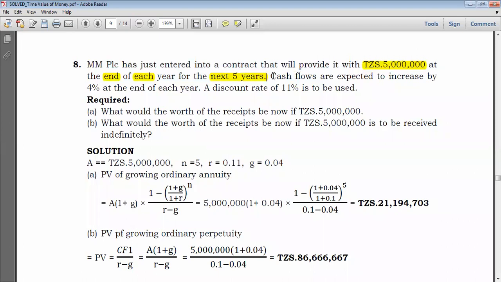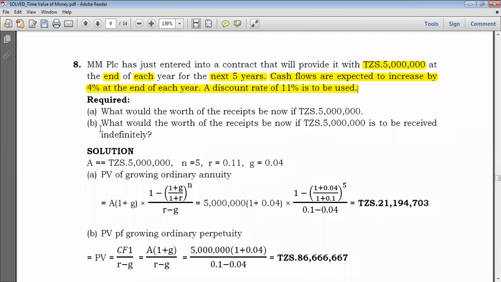But additional information suggests that cash flows are expected to increase by 4% at the end of each year. So this is a growing rate. So the annuity isn't fixed. The annuity changes. It increases at a constant rate. That's why I call it growing annuity. And the discount rate of 11% is to be used. So you have everything at your disposal.